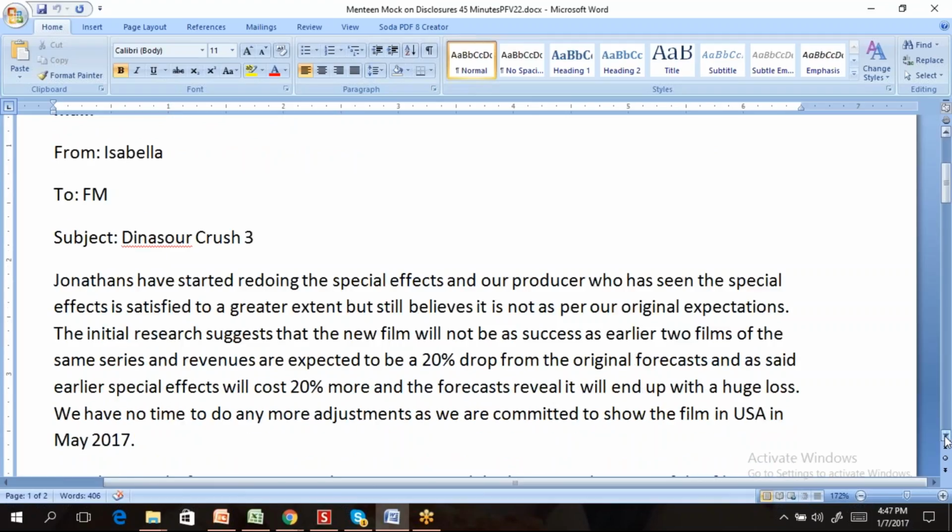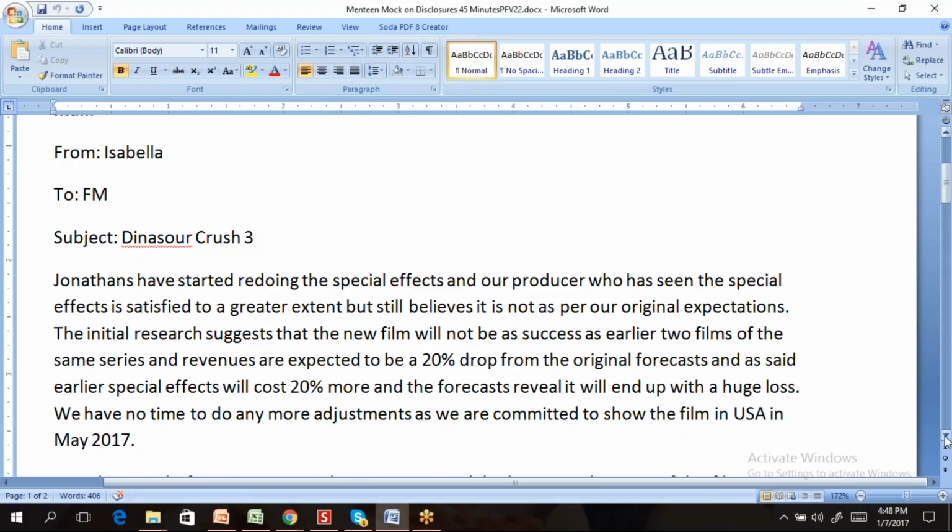The initial research suggests that the new film will not be as successful as the earlier two films of the same series, and revenues are expected to be a 20% drop from the original forecast. And as said earlier, special effects will cost 20% more. So the cost of the special effects has gone up by 20%. The revenue is coming down by 20% according to the forecast, and it will end up with a huge loss. I want you to catch the words huge loss.